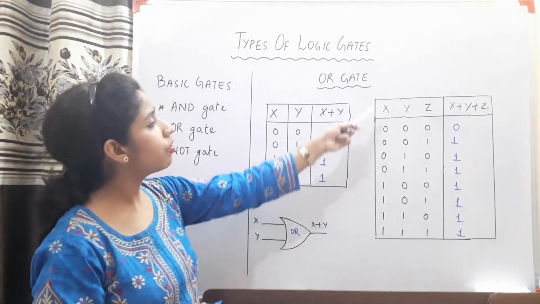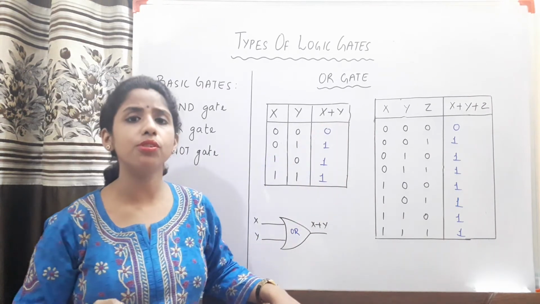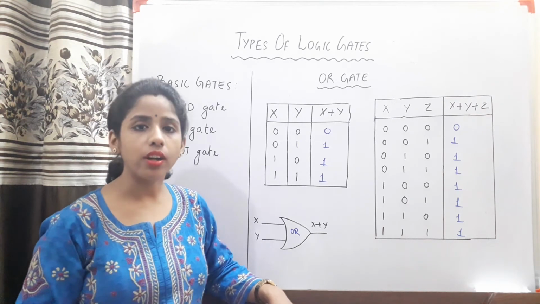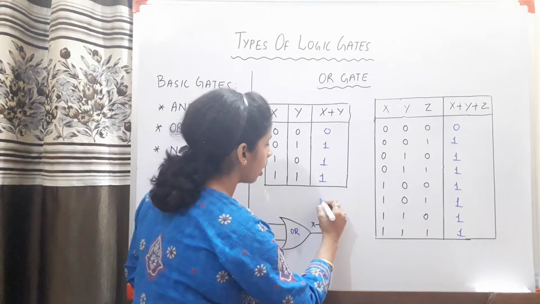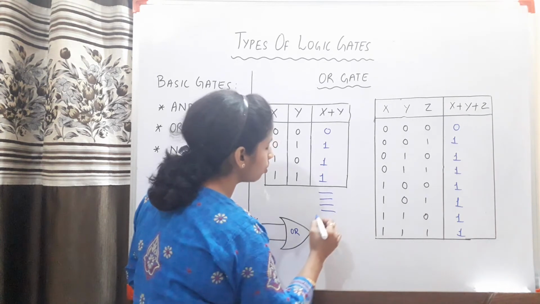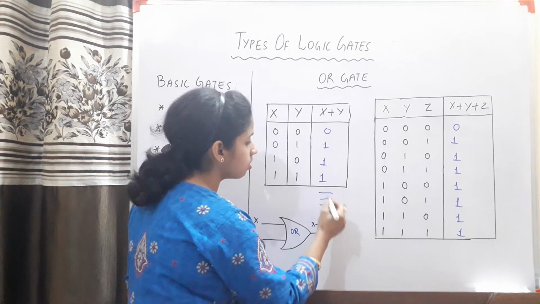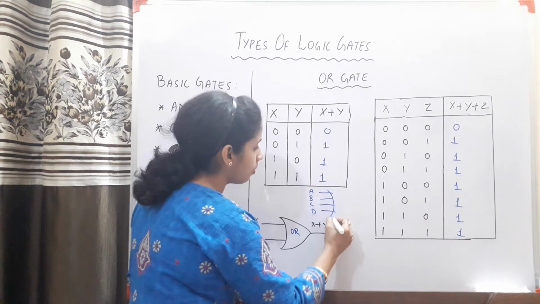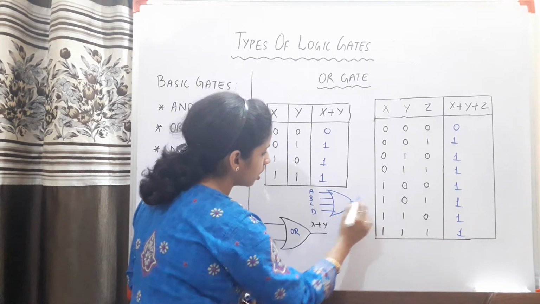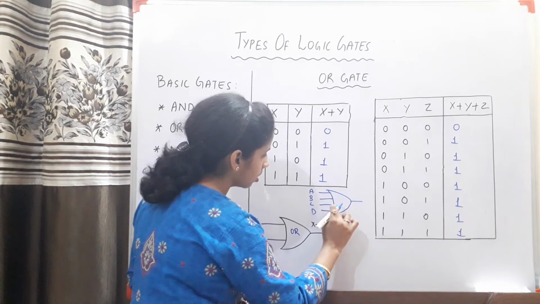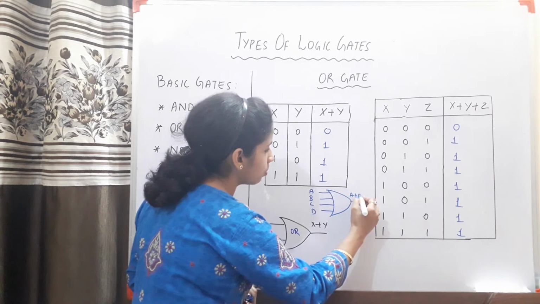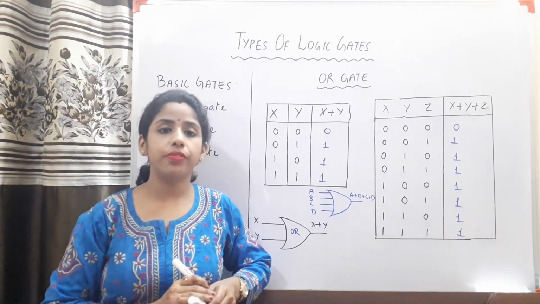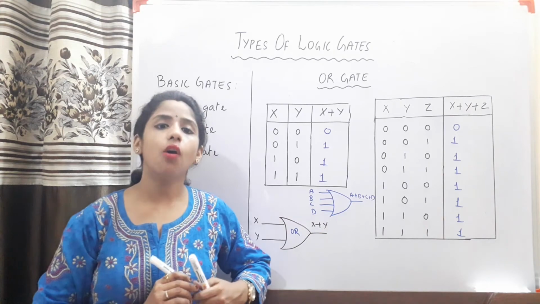Okay, now if we have 3 variables, or suppose we want to provide 4 inputs to the OR gate, then what happens? Then you will have 4 wires going into the gate. Suppose they are A, B, C and D. Okay, now you perform OR of these. So what will be the output? A plus B plus C plus D. So this way you make use of the OR gate.